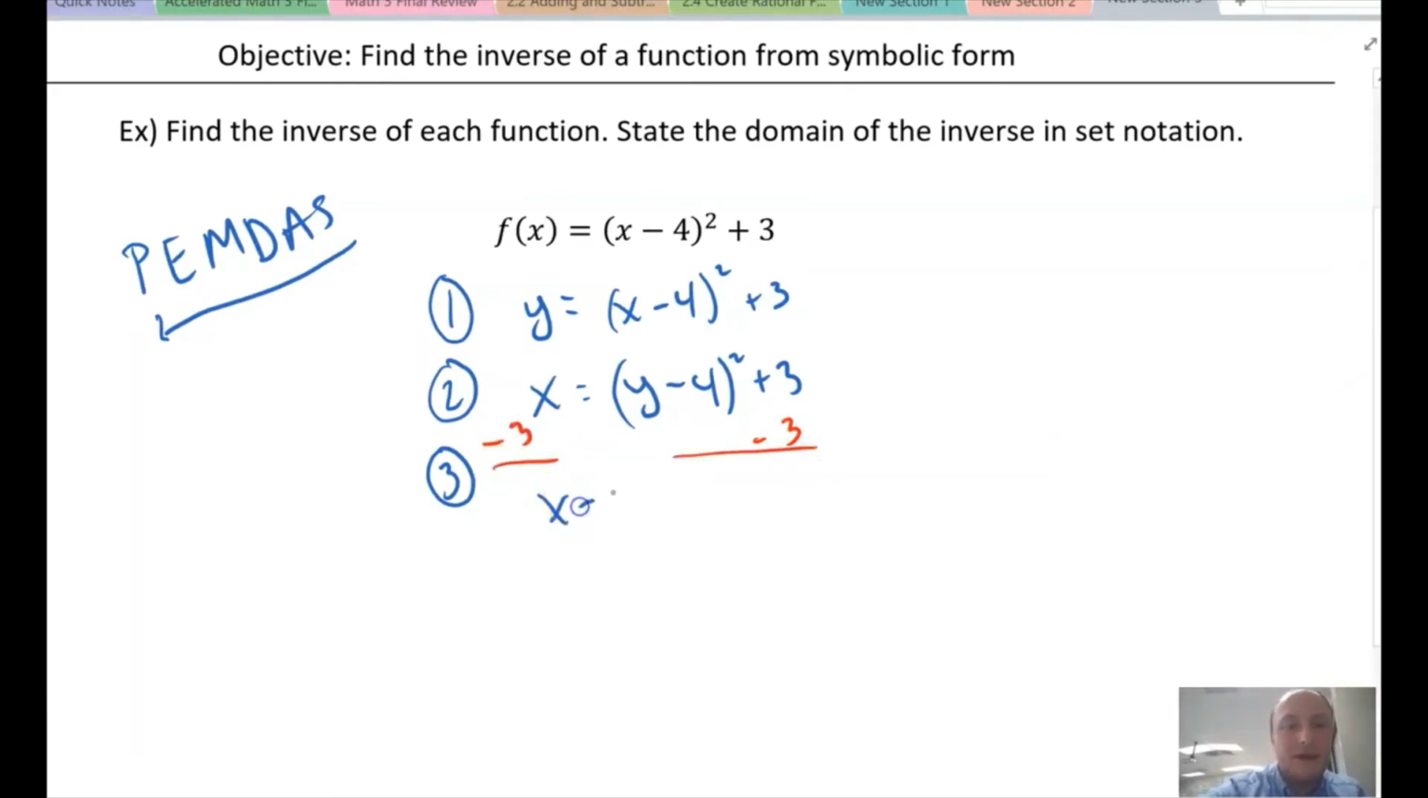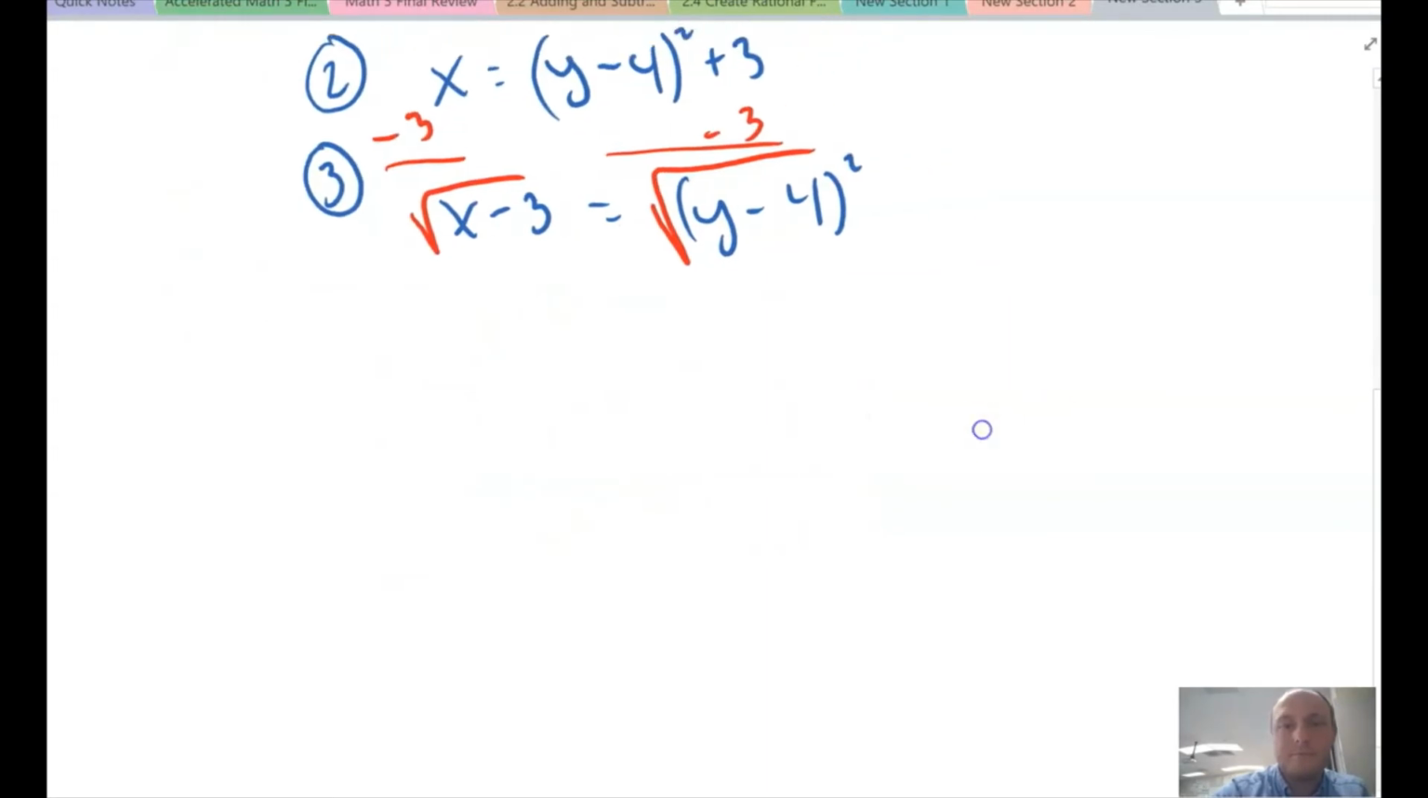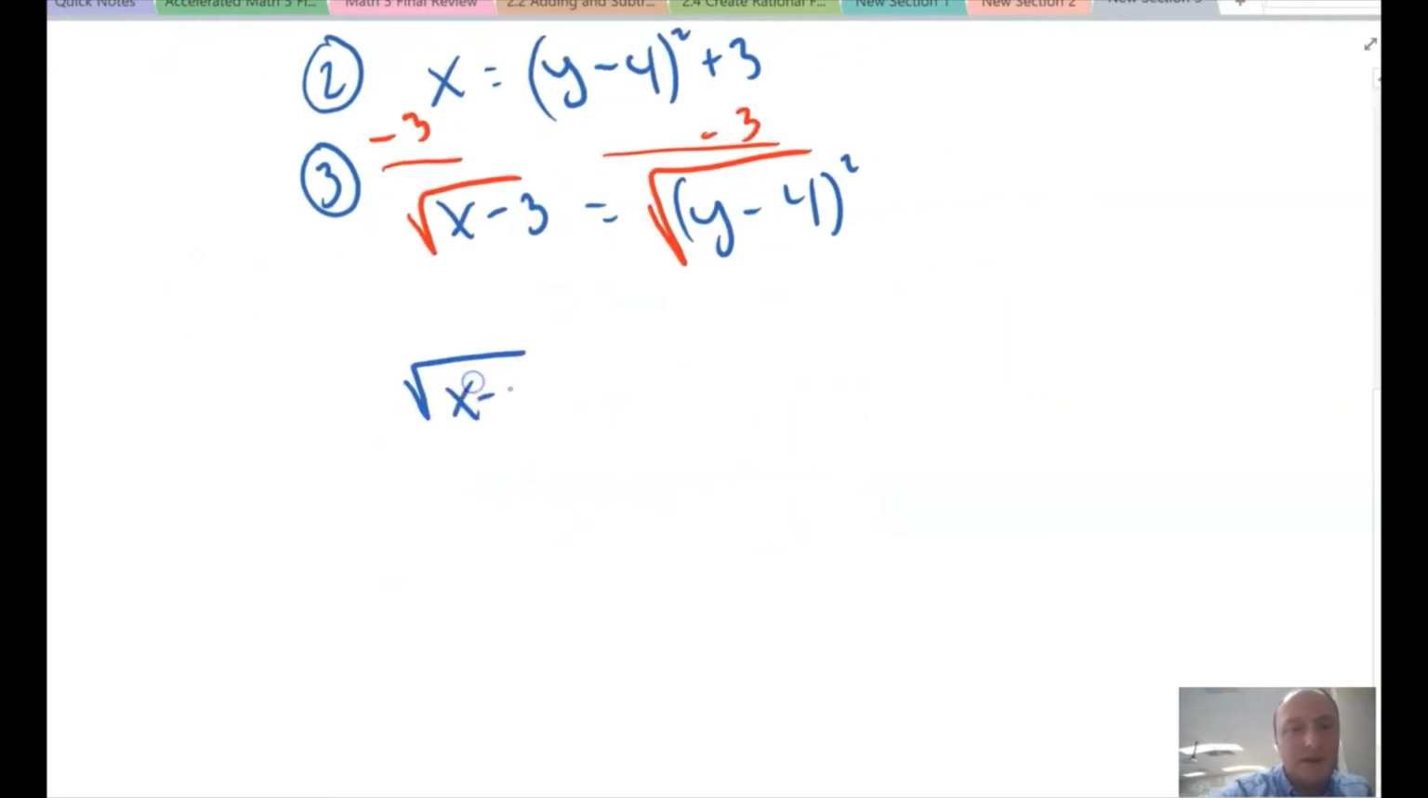Okay, and we get x minus 3 is equal to (y minus 4) quantity squared. All right, now I want to undo the square, so I'm going to take the square root. We get the square root of x minus 3 is equal to y minus 4. Now normally, when we take the square root here, we would have plus or minus, but we're only going to focus on the positive value. Okay, so square root of x minus 3, and now to isolate y, we will add 4.